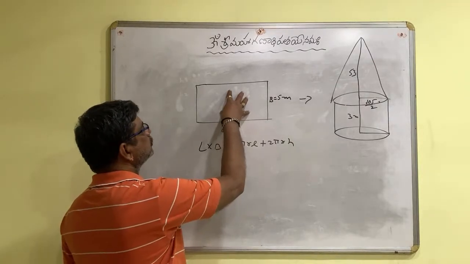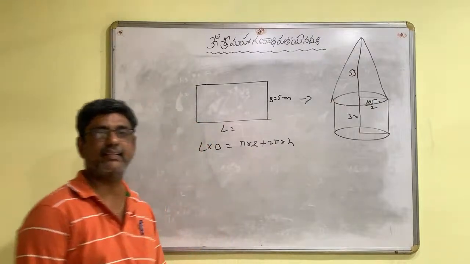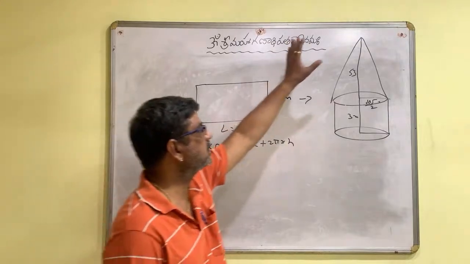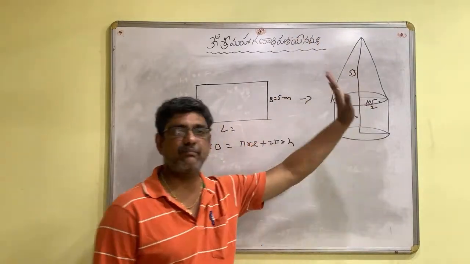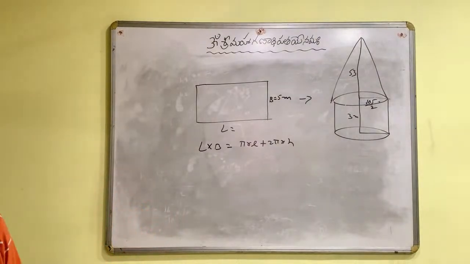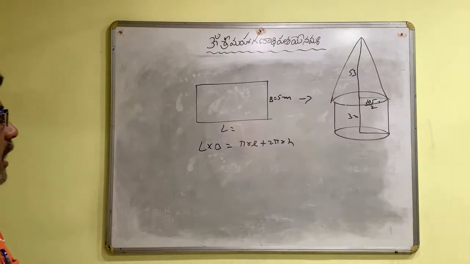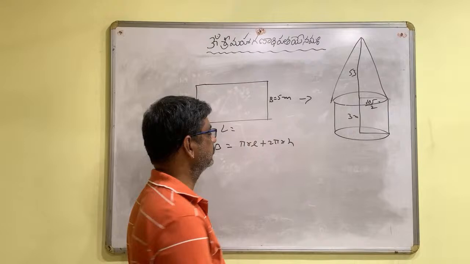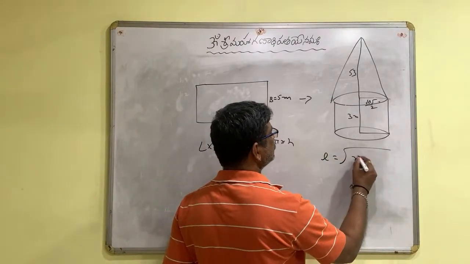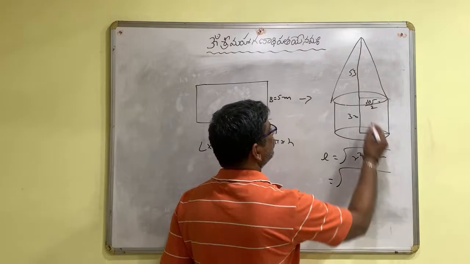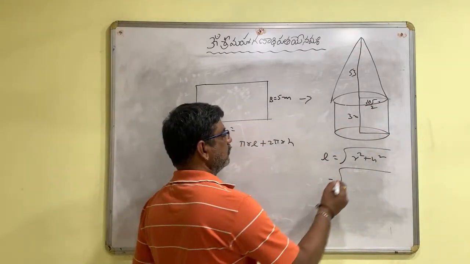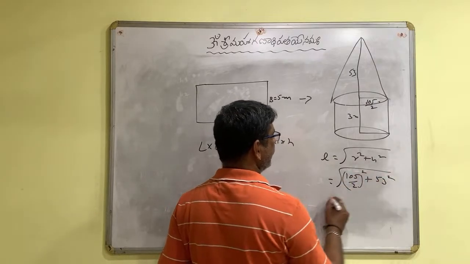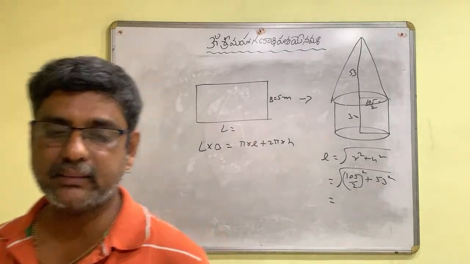Since this circus tent was made with this rectangular cloth, area of rectangle is the same as curved surface area of cone plus curved surface area of cylinder. Okay? Now, in order to find out curved surface area of cone, we need to find out slant height first. L is equal to root over r square plus h square. Here radius is 105 by 2 whole square plus h square is 53 square.